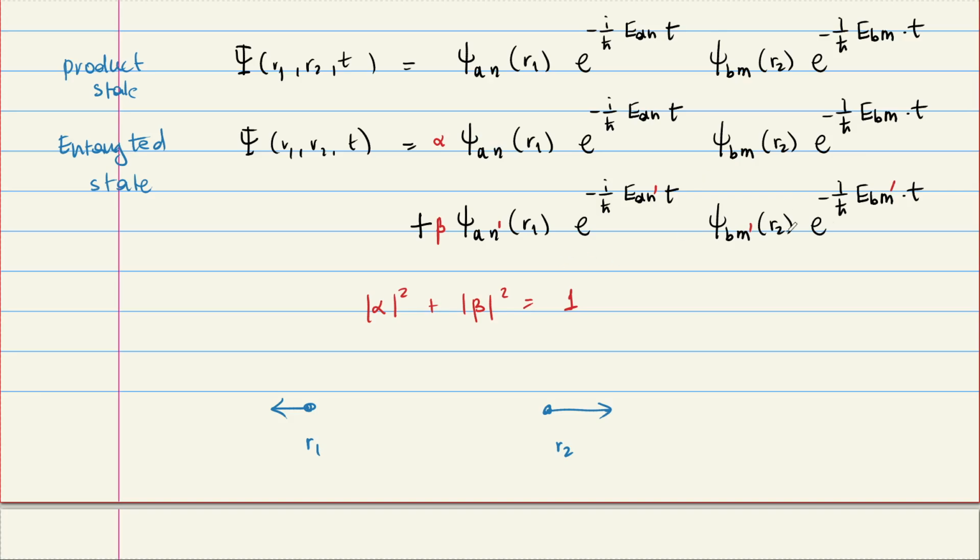Or similarly, if I measure an energy on R2 and find EM prime, I know for sure the energy of the first particle is going to be EN prime. That's why they are called entangled. So at the moment, I'm not going to say anything about entanglement, but that's the definition. In the future, we may talk about it.